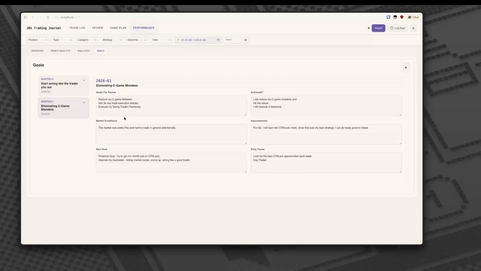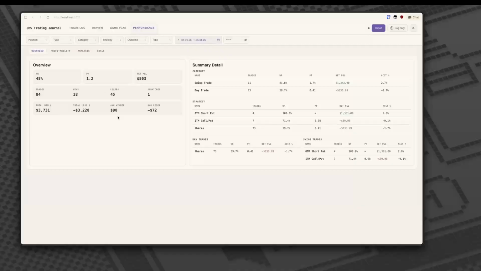So how did I do? Overall, here are all the trades I took for the quarter. I did end the quarter slightly positive, win rate 45%, profit factor 1.2, 84 trades. Here's the breakdown for swing trades and day trades. Here are the strategies in general, whether the swing trade was an out of the money short put, an in the money call or put, or shares. My day trades were all shares and so on.